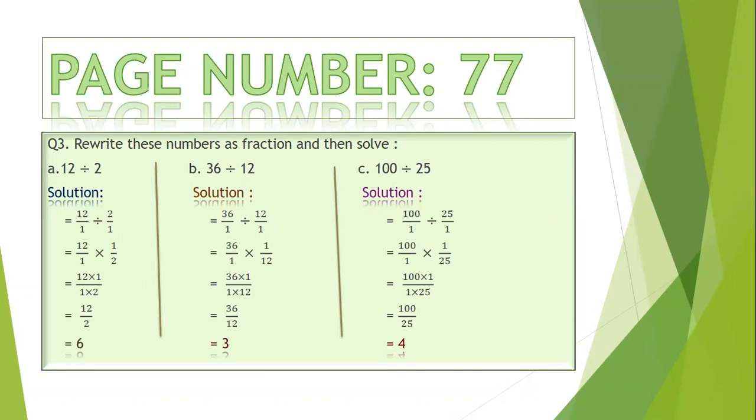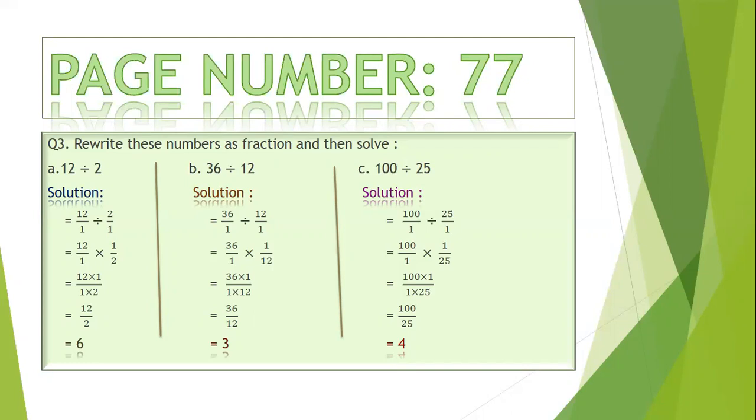Now we come to question 3. Rewrite the numbers as fractions and solve. You see all the parts A, B, C, only whole numbers are given to us. 12 divided by 2, 36 divided by 12. We can divide them directly, but in the question they give us the instruction that first you will convert in the form of fraction and then you can simplify this division. You cannot simplify this division directly that we have done in the previous pages, division of two numbers.